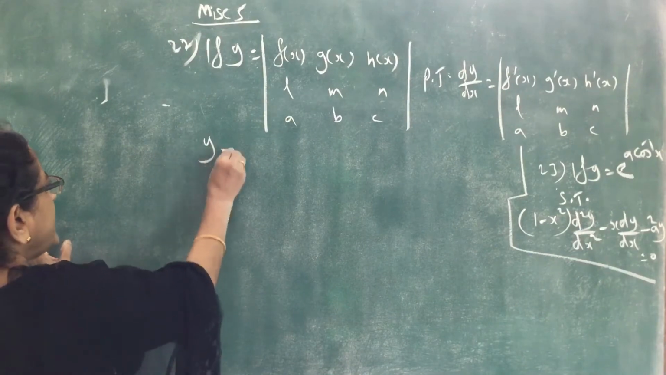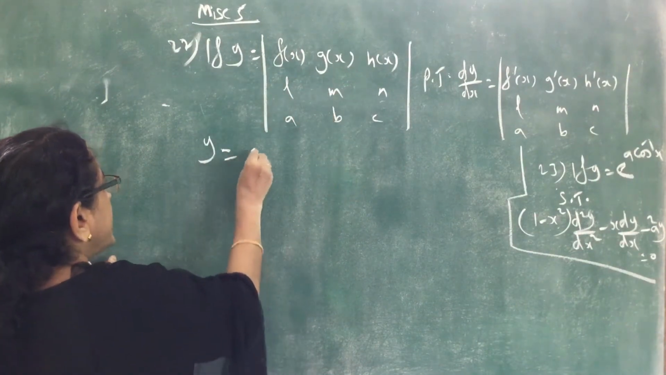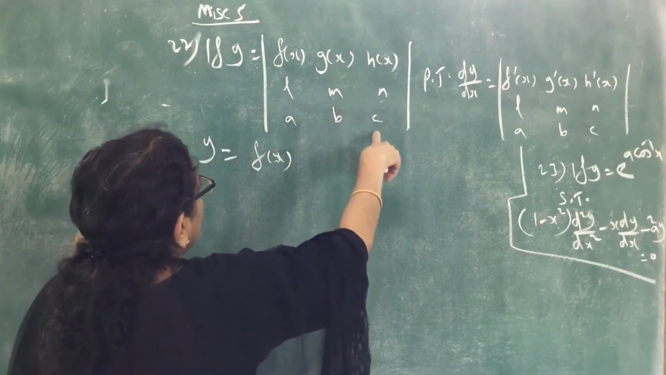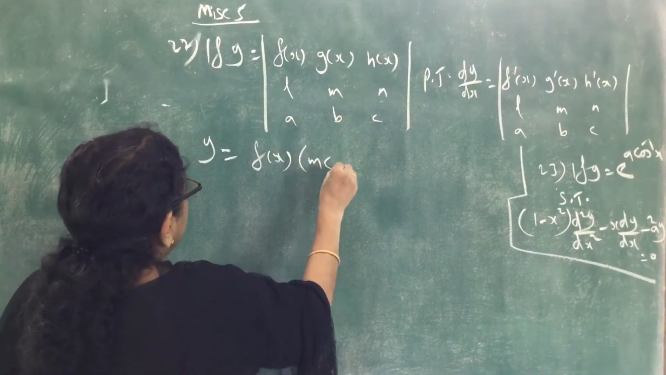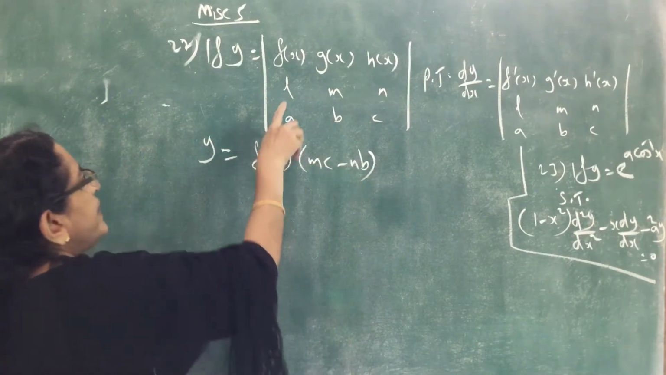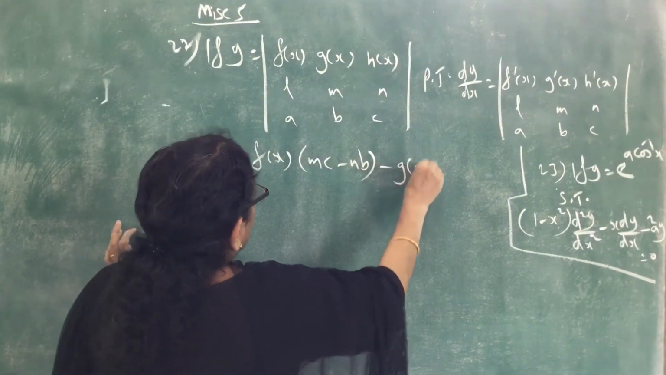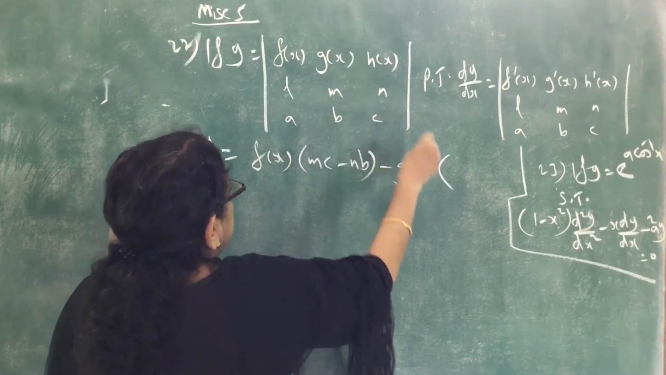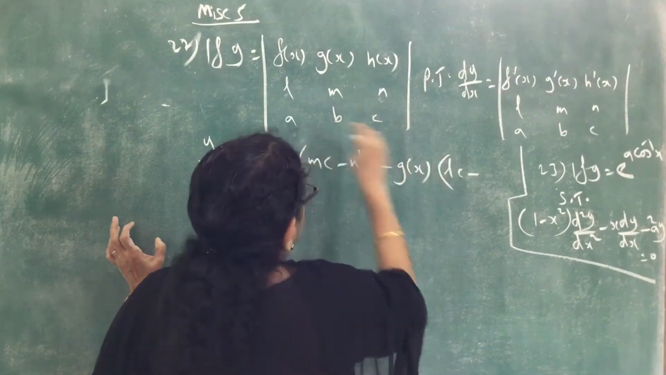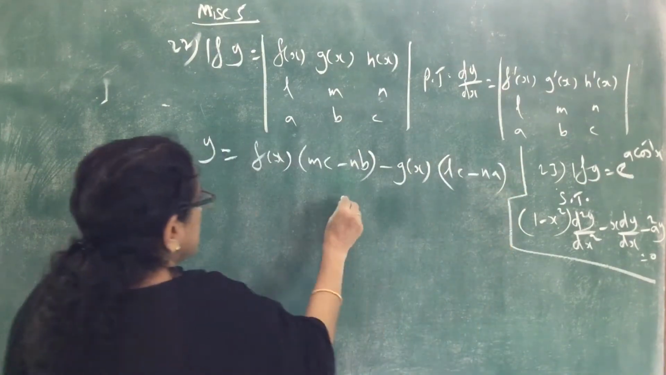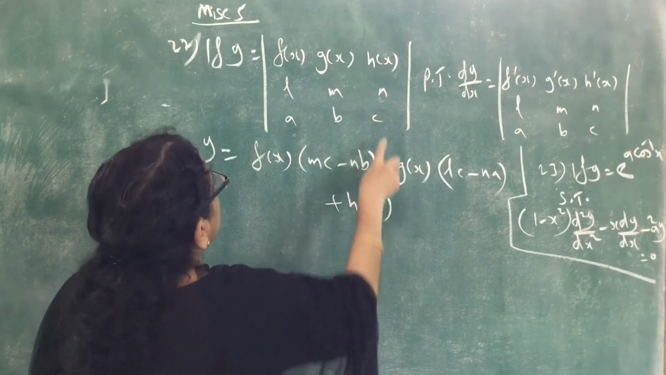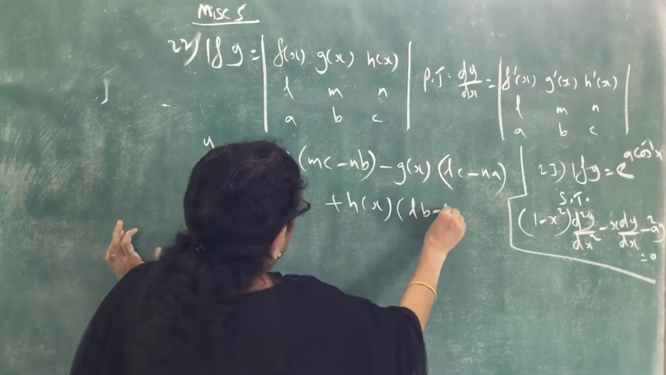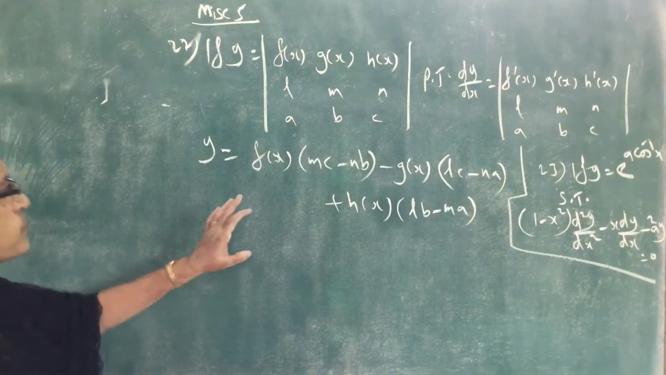So we can write y equals, expanding the determinant, we get f of x into, delete the row and column containing that, so M into C minus N into B. Then minus g of x into, delete the row and column, L into C minus N into A. Plus the third term h of x into, delete the row and column containing it, L into B minus M into A. So this is the determinant.